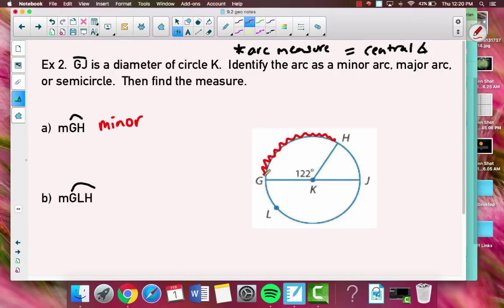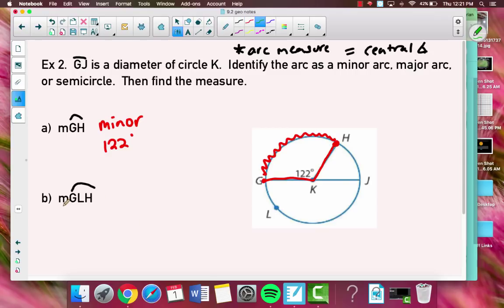And then to find its measure, we just have to look at the central angle that creates it. So the central angle that creates it is going to be angle GKH. Notice that my angle opens up to create these 2 endpoints. It started at H, ended at G. So my measure is going to be 122 degrees. Done. Sometimes there's not a lot of work. You just have to look at the picture.